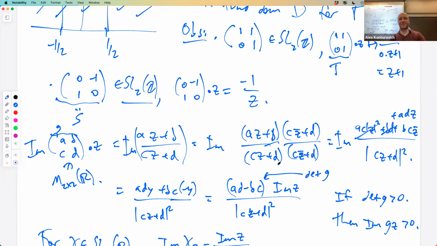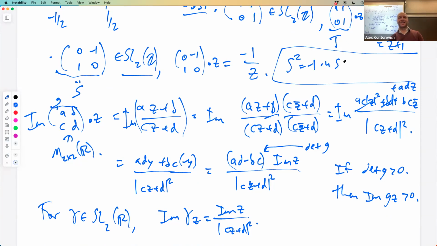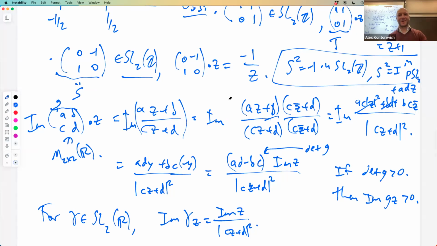Think about that fact. I claim S squared is -1 in SL2Z. But of course, -1 is 1 in PSL2Z, where you identify things with their negatives. S squared is 1 in PSL2. So they're different groups. PSL2Z and SL2Z are different groups, but they have the same generators. And in fact, the action doesn't care about multiplication by -1. Okay, let me not go there.